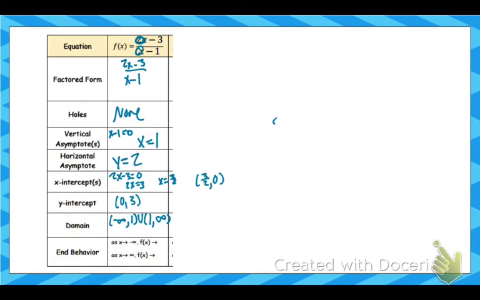And then end behavior, my ends will approach the horizontal asymptote, which is 2. So both ends will approach that horizontal asymptote. All right, let's try another.